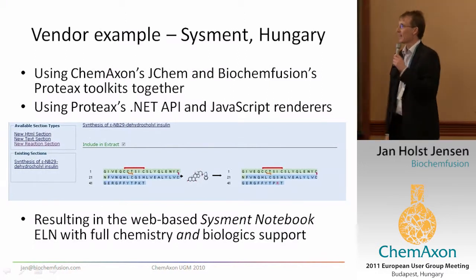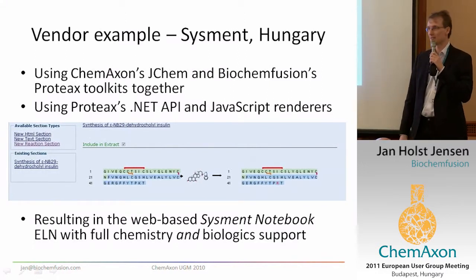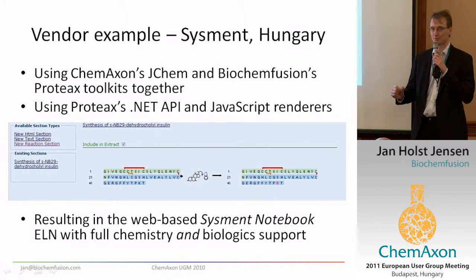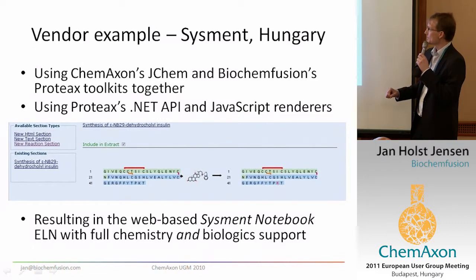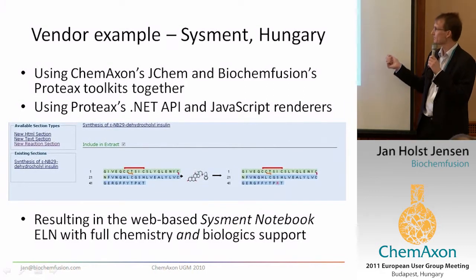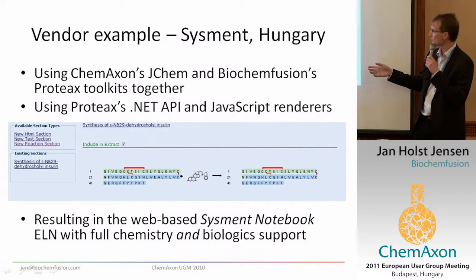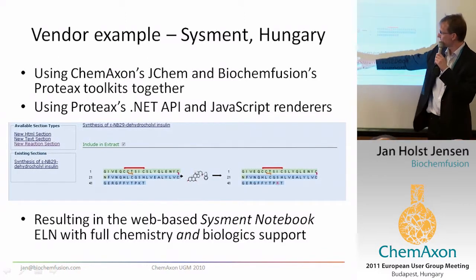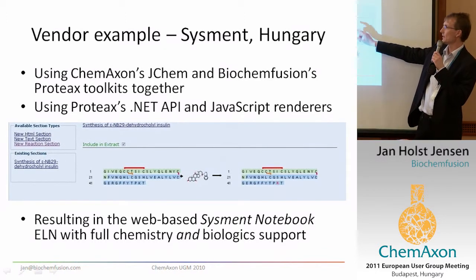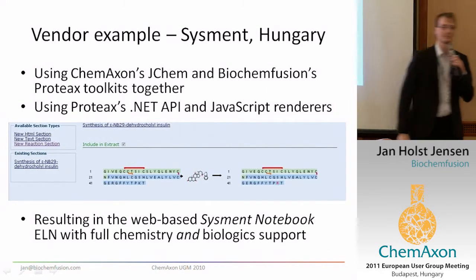So I could show you how wonderful that is, but instead I'll show you how wonderful other people think it is. One good example is our local company Sysment here in Hungary. They're building a new type of ELN that integrates the ChemAxon toolkits and Biochemfusion's toolkits. They've used the Proteax.net API to build a web-based ELN that allows you to create experiments where you handle modified peptides and proteins. This is a great example of a modified insulin, where you do side chain modification, perform the reaction, and get the result. And all those things are stored and searchable.